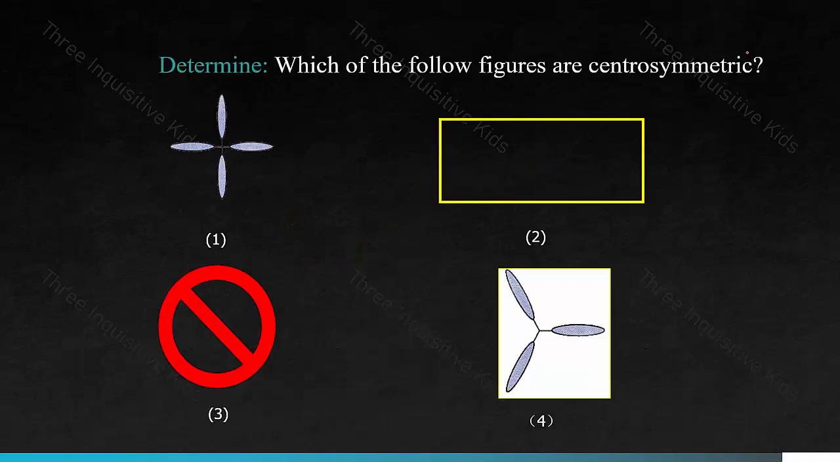Which of the following figures are central symmetric? This first one is, second one is, the third one, when you rotate it, it still is. The fourth one is not.